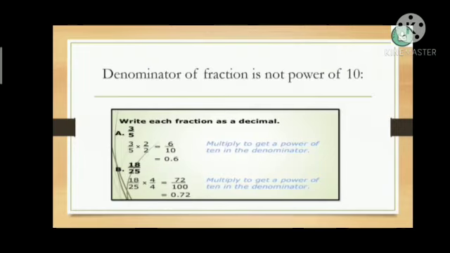In example number 2, we multiply the denominator 25 by the number 4 and we get a power of 10, and in this way we get 72 upon 100 in the form of a fraction, and we can easily convert 72 upon 100 into a decimal fraction, that is 0.72.